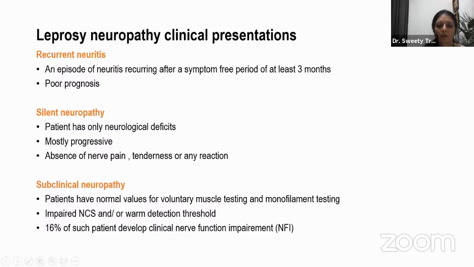Sometimes subclinical neuropathy may be one presentation, and they have normal values for voluntary muscle testing and monofilament testing. They are usually patients at an initial stage, usually research patients, where you are testing random patients. You find a patient who has neuropathy and he doesn't even understand why that test is abnormal, like NCS is abnormal or the detection threshold is abnormal. Just when he went for a random check, he has that, and when you go for further tests, the patient has leprosy neuropathy.